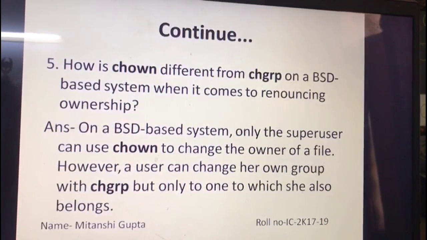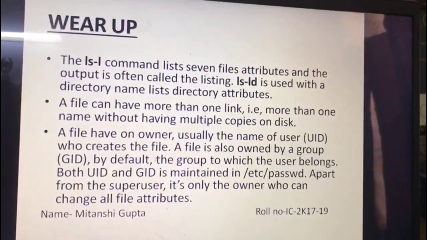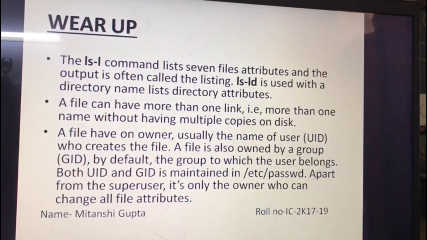So here is the wrap-up of the chapter basic file attributes so that you might understand it more clearly. So the first point is the ls -l command lists 7 file attributes and the output is often called the listing. ls -ld used with the directory name lists directory attributes. Now coming to the second point, a file can have more than one link, that is more than one name, without having multiple copies on disk.